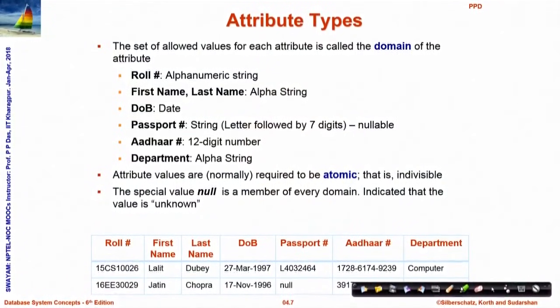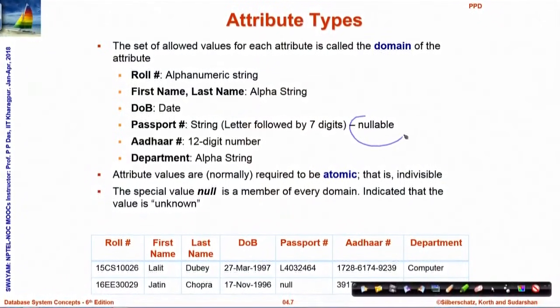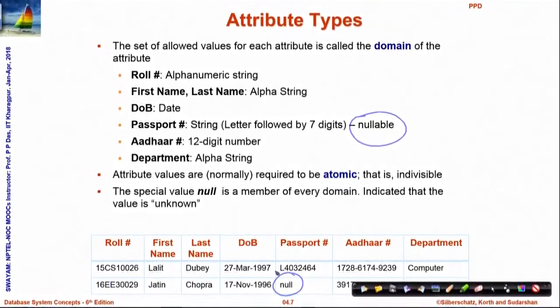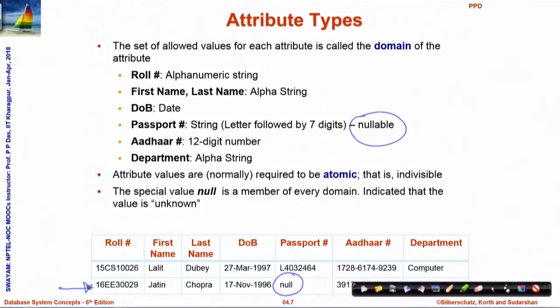So, if you look into the example above, then you will see that for passport we have said that the passport is a string, a letter followed by 7 digits, and it is nullable, which means that in the passport field I may have a value, or may have this null value. It is not that the passport is null. What it is saying is that the passport number for this particular student, the row number 2, is not known, is unknown.